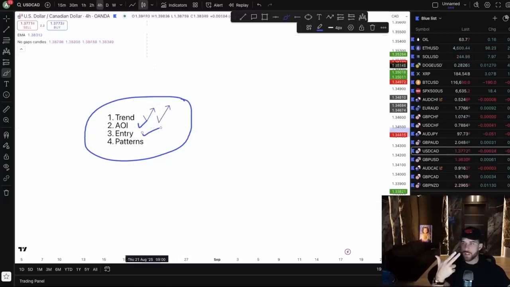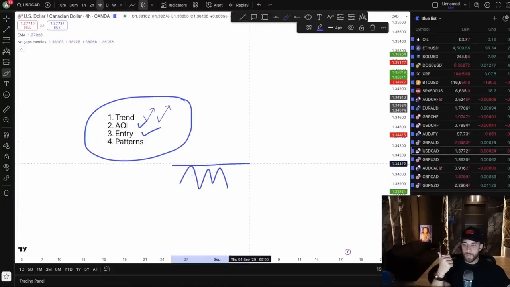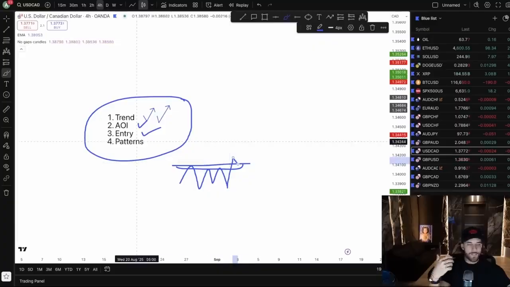Your entry confirmation can be on the lower time frames or the higher time frames, depending on the type of trade that you want to take. And then on top of that, you have either a very clean resistance area with a very clean area of interest as a resistance. We have broken out of this area. Now we're retesting it. Now you have a trend continuation pattern. Cool, you have a break and retest.